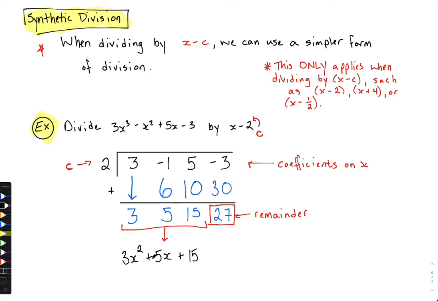So 3x squared plus 5x plus 15, and then I have to deal with my remainder. And just like in long division, I'm going to write it as that fraction, 27, divided by whatever I divided by originally, x minus 2. All right, so that is one example.